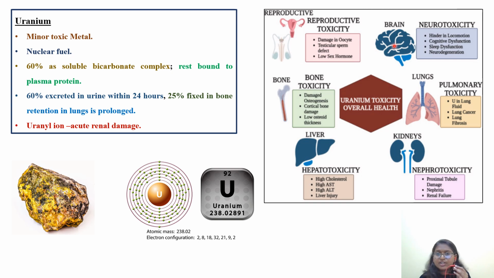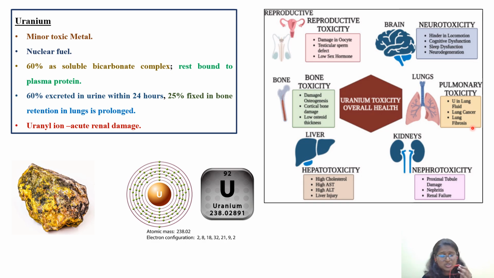How is uranium affecting the brain? It is causing neurotoxicity. It hinders locomotion, cognitive dysfunction, sleep dysfunction, neurodegeneration. In mercury also you have seen these things, cognitive dysfunction, difficulty in movement. Then how is uranium affecting lungs? Pulmonary toxicity is caused by uranium, you can see it in the lung fluid. We have various fluids, pleural fluid, alveolar fluid. Uranium you can see in the lung fluid. Lung cancer it is causing and it is causing lung fibrosis.